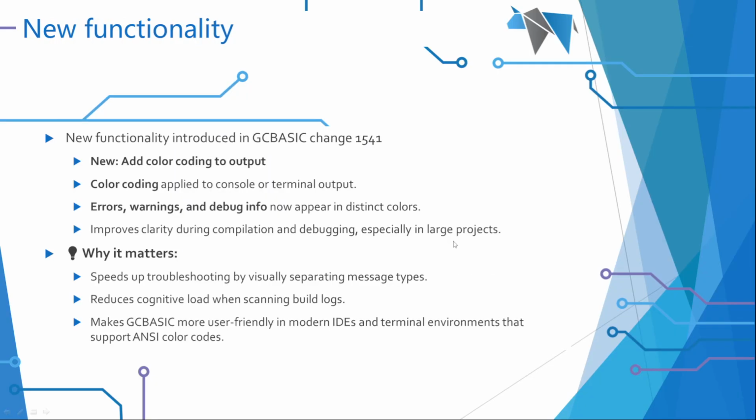At change 1541, you can now get color coding in the terminal output. This color coding is applied to the console or the terminal output in GCcode, the IDE. It changes the behavior of errors, warnings, and debugs because they now appear in different colors. It improves clarity during compilation and debugging, especially when you're using bigger projects.